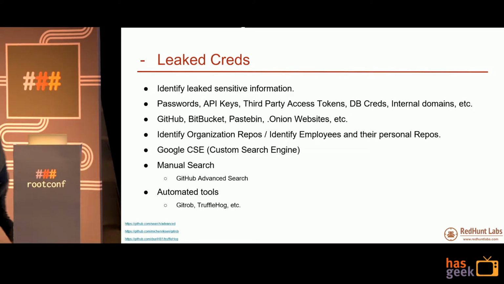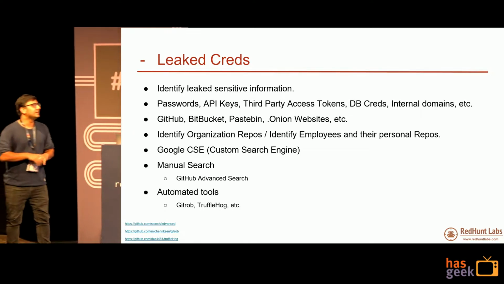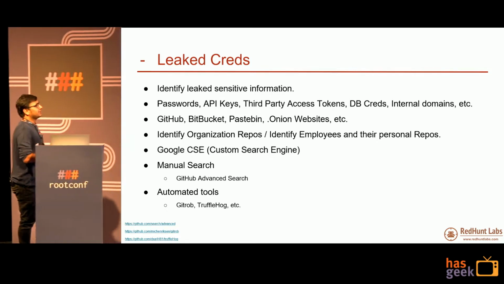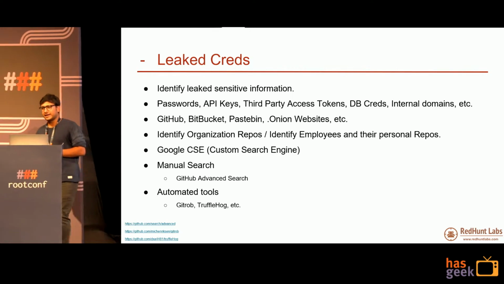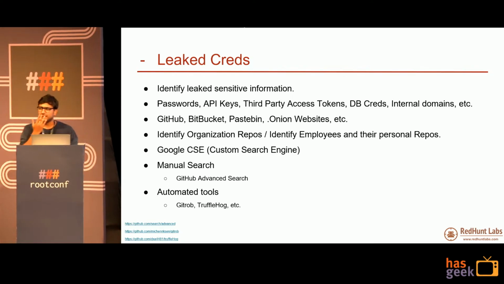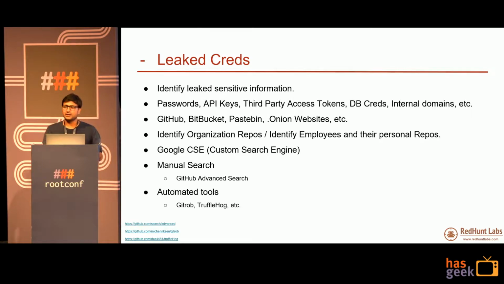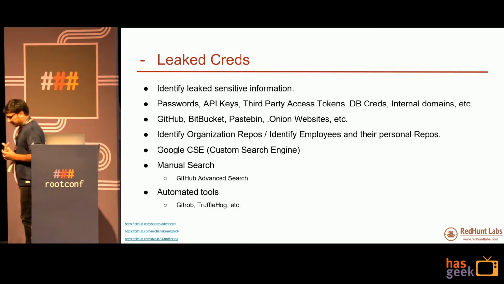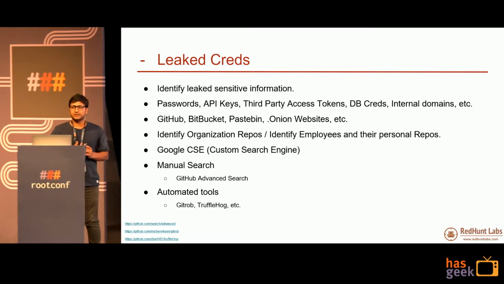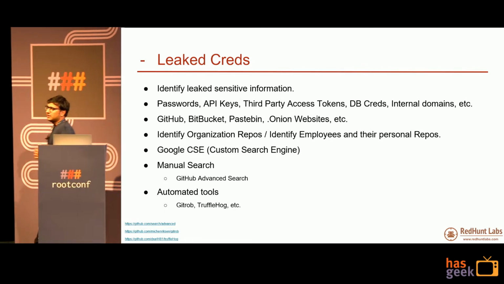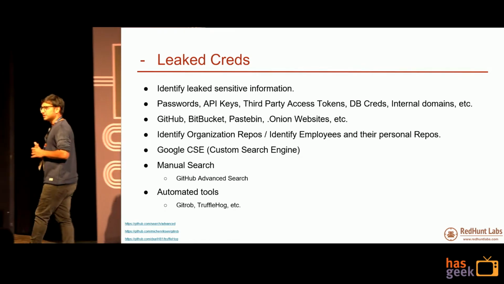Going forward, apart from cloud storage objects, we talked about finding leaked credentials. These credentials or leaked information could be passwords, API keys, third-party access tokens, DB credentials, internal domains, or a lot more, right? And where can you find all of this? On GitHub, on Bitbucket, Pastebin, .onion websites, etc. One of the ways which I always do is, if I have a project, I figure out the name of the client, their GitHub repositories, and list all the repositories they have, and then check for any sensitive information being leaked in that.